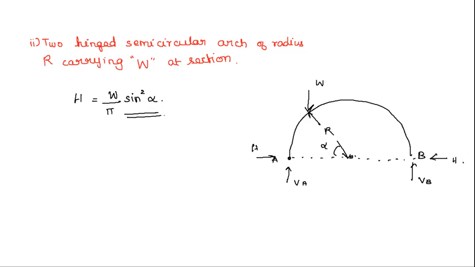When a 2-hinged semicircular arch is subjected to a point load W at the crown, center point C, then H is equal to W by pi. If the arch is subjected to the load at some section other than the center point, then the horizontal thrust is H equal to W by pi into sine square alpha, where alpha is the angle which the load makes at the center point O with respect to the horizontal.